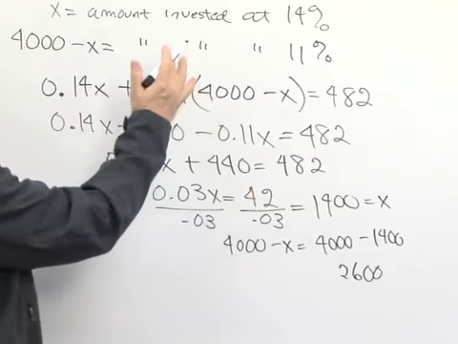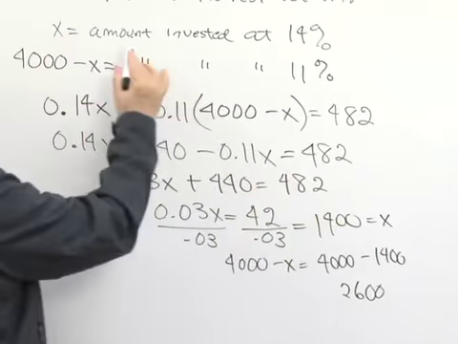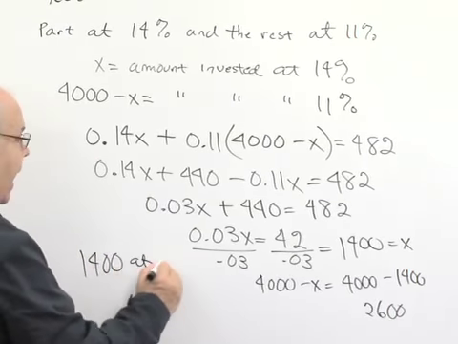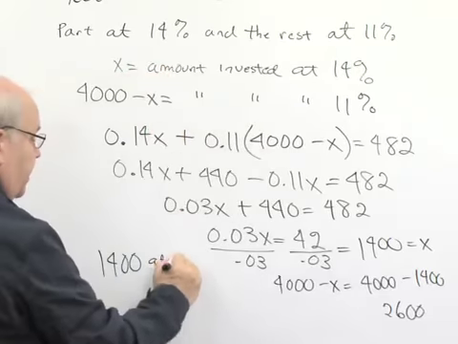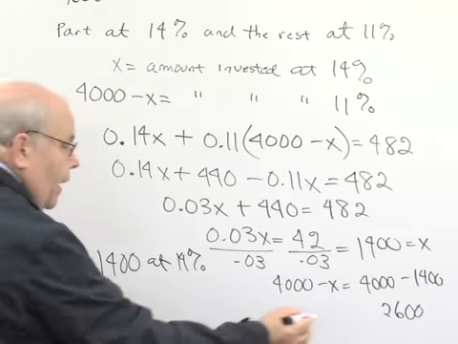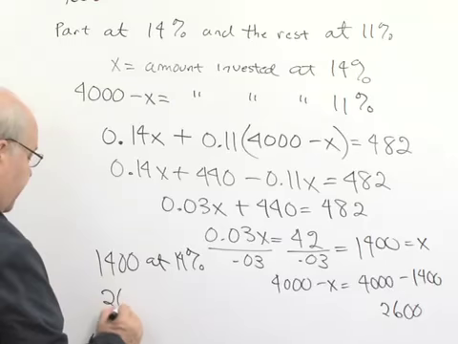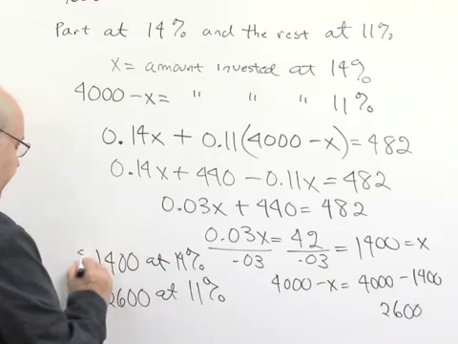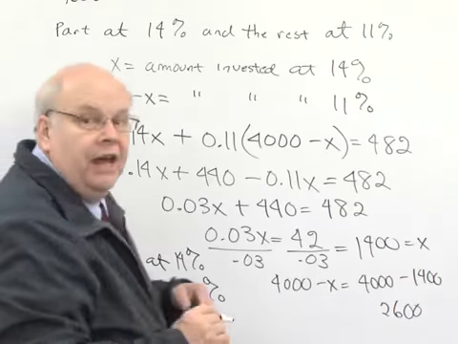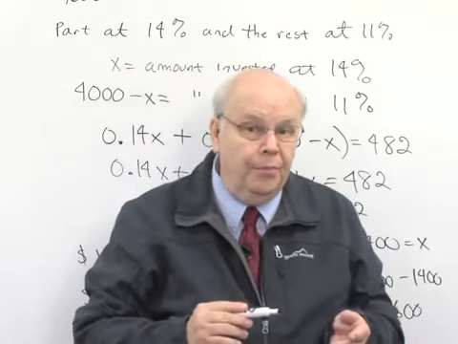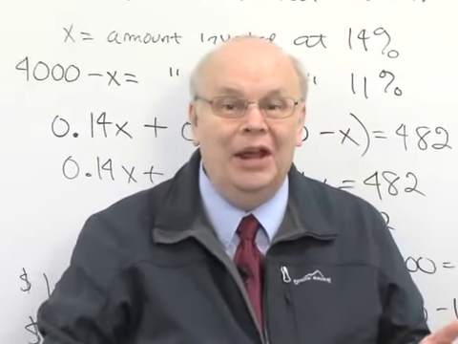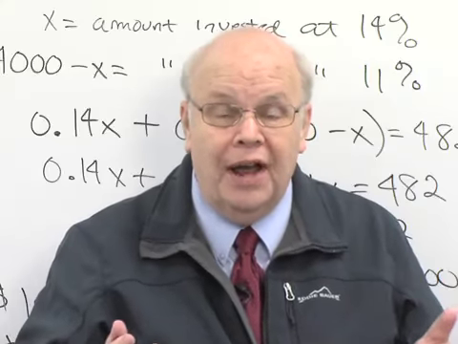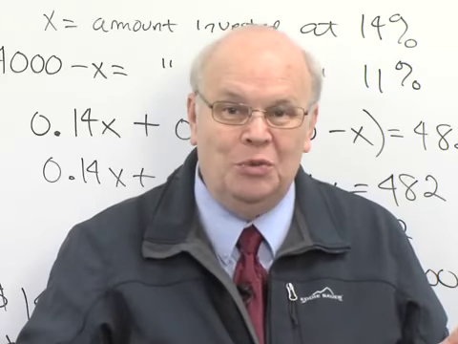So exactly how do we answer the problem? The 1,400 was x, so we can say we invested $1,400 at that interest rate, which was 14%, and the other amount of money, $2,600, was invested at 11%. In these kind of investment problems, it's very important to keep track of what amount of money was invested at what rate. So when you set up the variables, be sure you describe which one is 14% and which one is 11%.